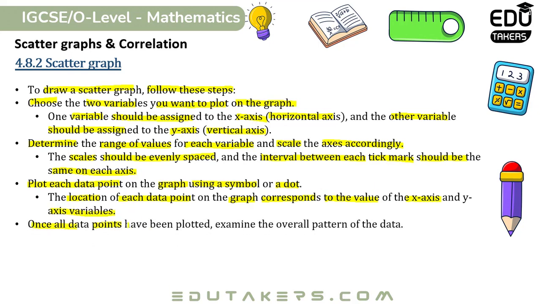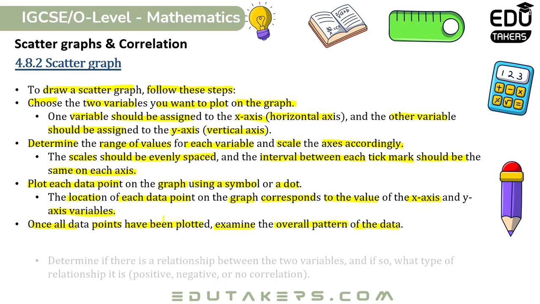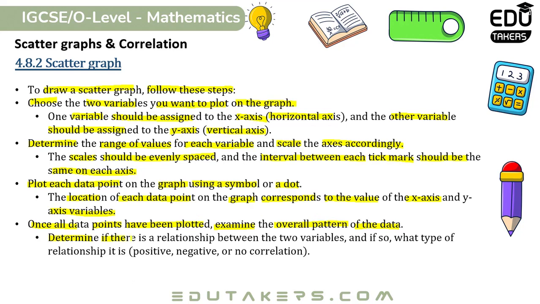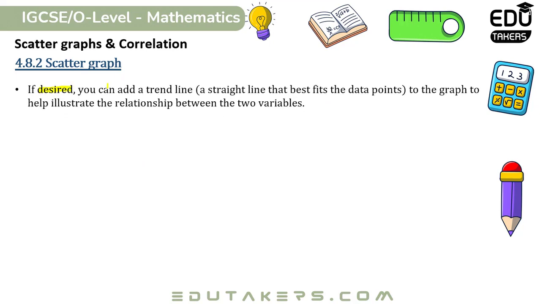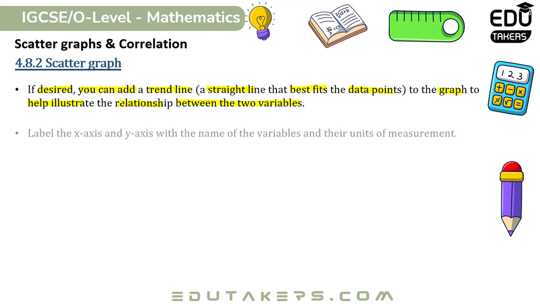Once all data points have been plotted, examine the overall pattern of the data. Determine if there is a relationship between the two variables, and if so, what type of relationship it is: positive, negative, or no correlation. If desired, you can add a trend line, a straight line that best fits the data points, to the graph to help illustrate the relationship between the two variables.